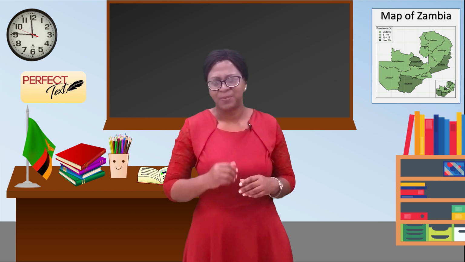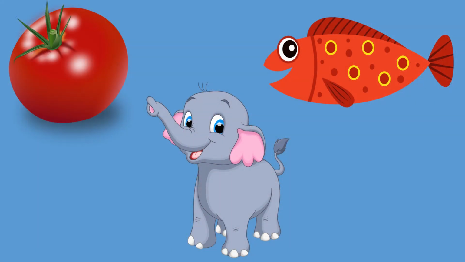Now look at this picture here. Can you choose which things can be bought from the market? Can you draw them? I will give you 3 minutes.